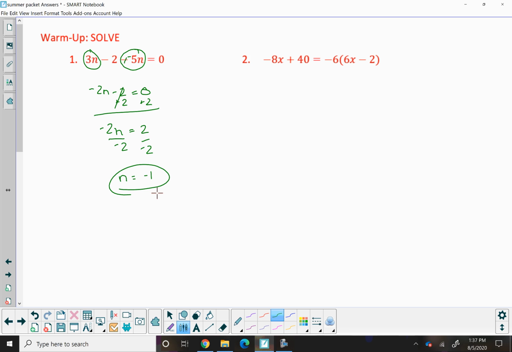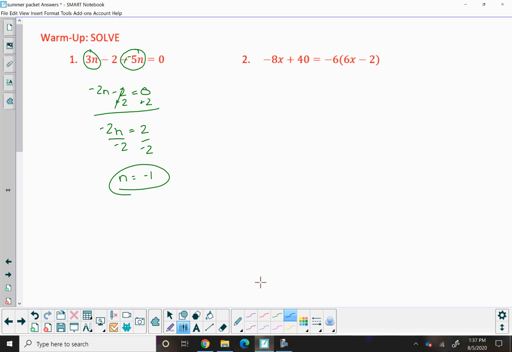Now, like I said last year, if you want to check it, you can just do a simple check. 3 times negative 1 is negative 3. Minus 2 would be negative 5. And then I'm going to have minus negative 5, which is plus a positive 5. So that equals 0. Okay, the next one.